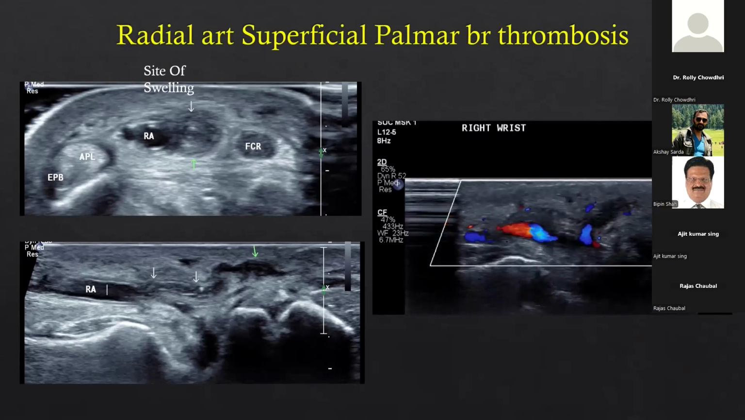Typically the radial artery runs through the anatomical snuffbox, and if the palmar branch gets thrombosed, or if there is any pseudoaneurysm or surrounding inflammation, it will be seen as pain on the radial side of the wrist, and it may come up as a swelling. But we have to make sure that it's not a ganglion but a radial artery thrombosis.